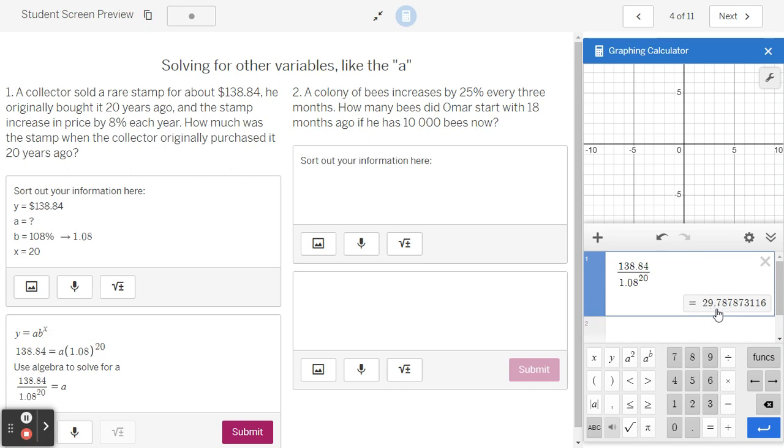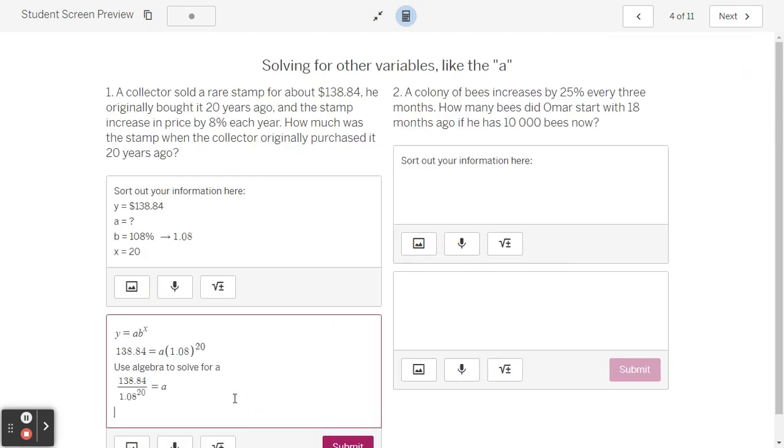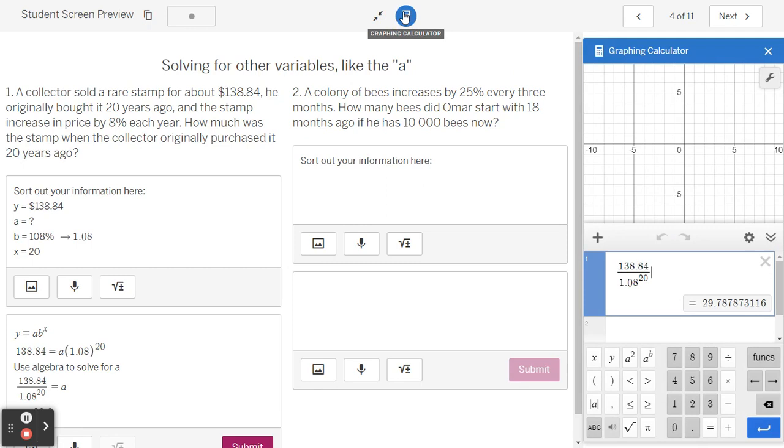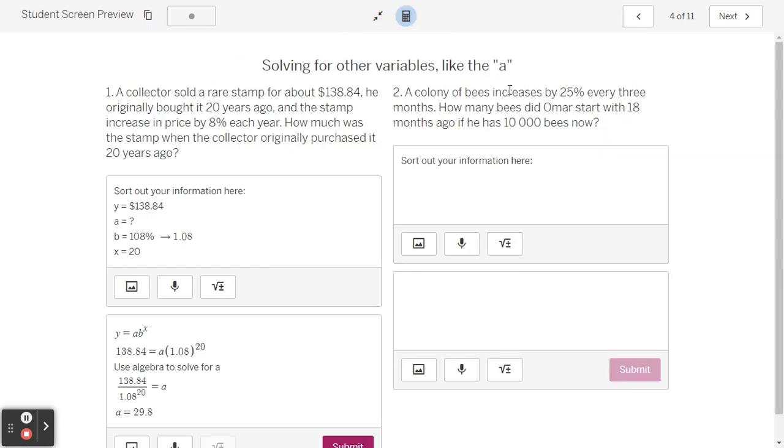The answer is 29.787. Let's round that. So we have a is equal to 29.787. We're going to round that to $29.79. We could say that this stamp was originally purchased at about $29.79.